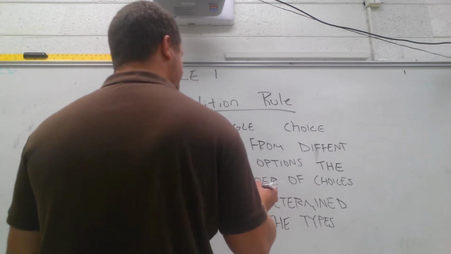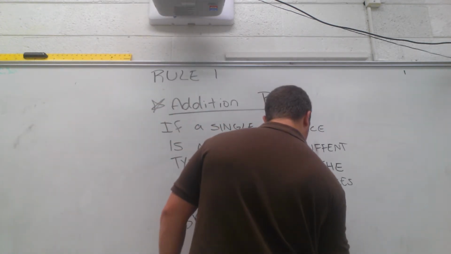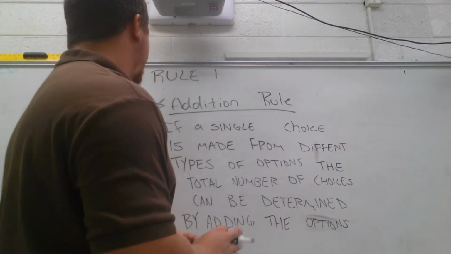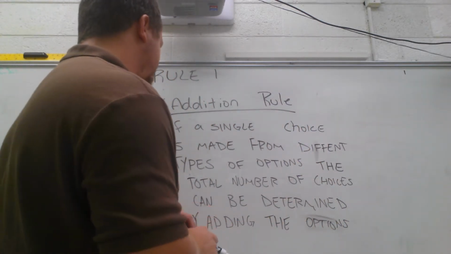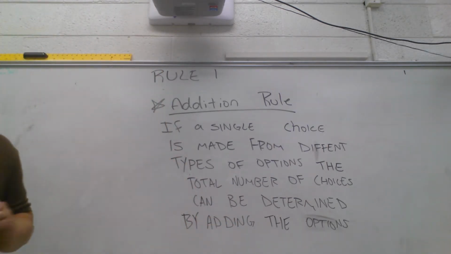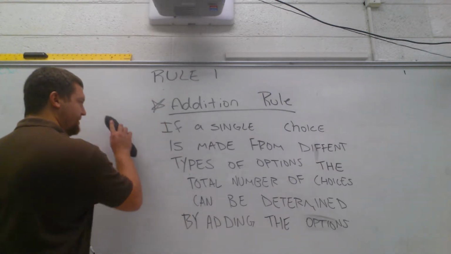Let me reword this, I'm sorry. No, it should be options. Okay, let me read it, make sure. If a single choice is made from different types of options, the total number of choices can be determined by adding the options. Yes. Pause it, write it down. I'm moving on. Okay, so let's talk about this.